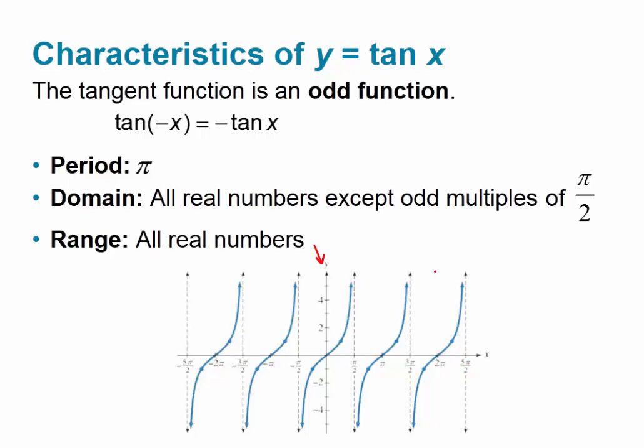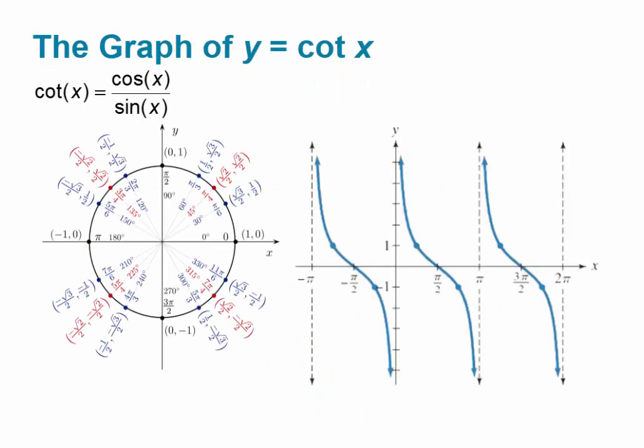The range, we're going to get all real numbers, negative infinity to positive infinity. All right, now let's take a look at the graph of the cotangent of x. Very similar to the graph of the tangent of x, except now we're reversing this. Cosine is on the numerator, sine is in the denominator.